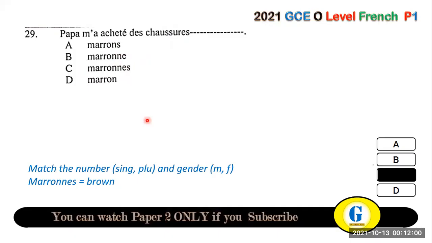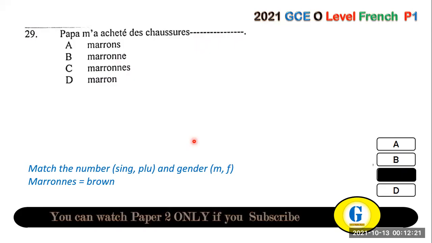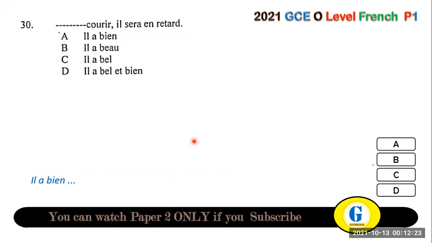But now chaussure, is chaussure masculine or feminine? You say une paire de chaussures now. Since you can say une paire de chaussures, it means chaussure is feminine. So that's why you're going to take marron. Okay. Marron. Yes.